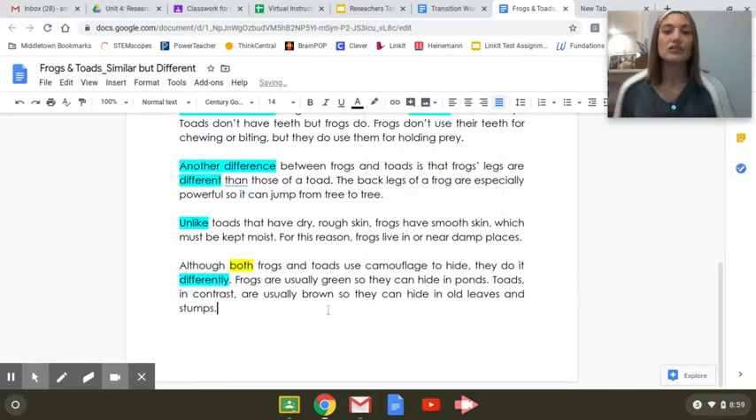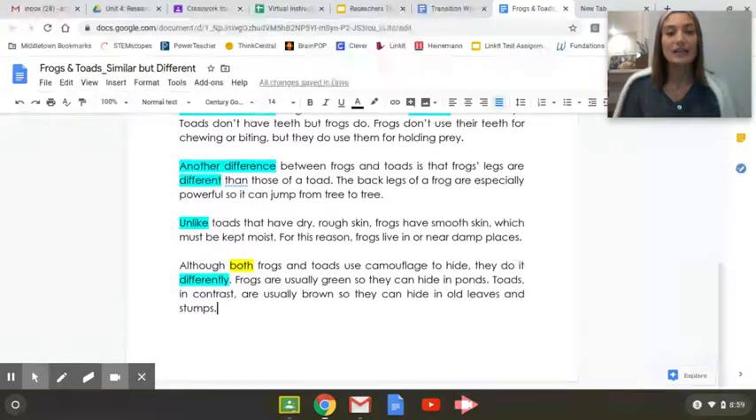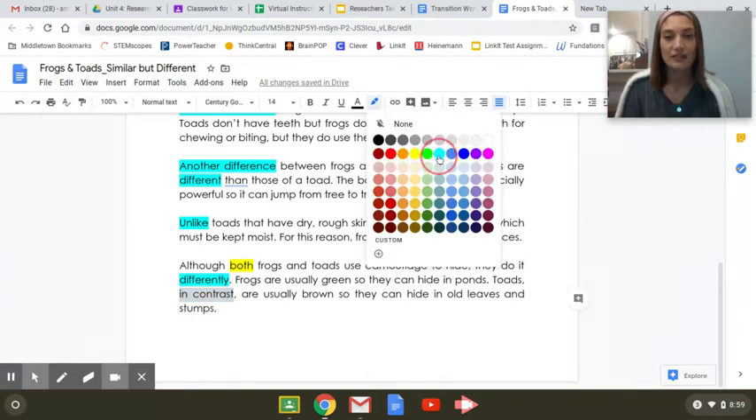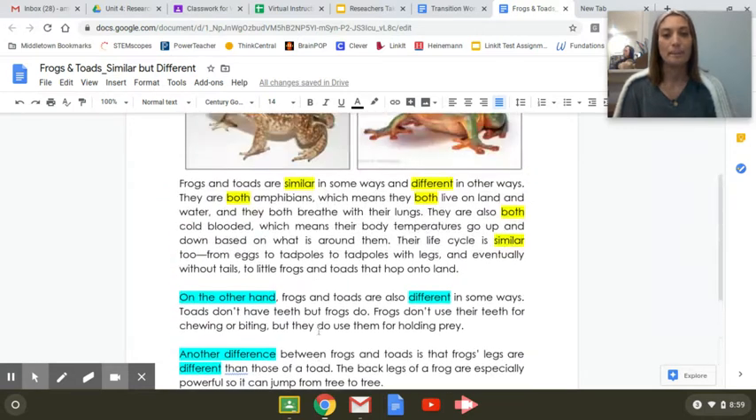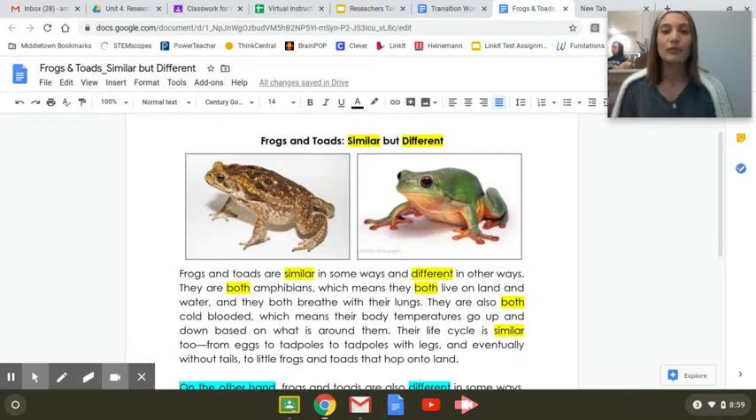"Frogs are usually green so they can hide in ponds. Toads, in contrast," again, a signal that they're talking about how they're different, "are usually brown so they can hide in old leaves and stumps." So readers, do you see when we're looking for a compare contrast text structure, there's a lot of keywords that signal to us that it is a compare and contrast structure.